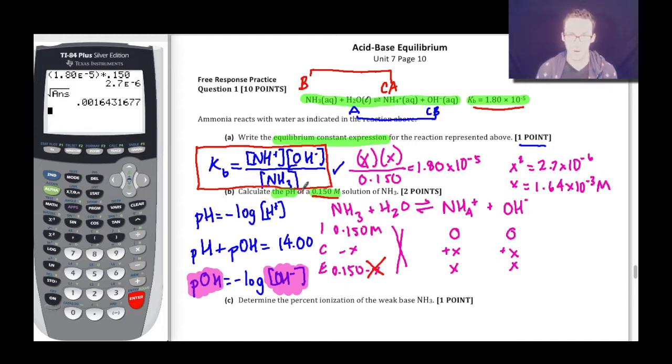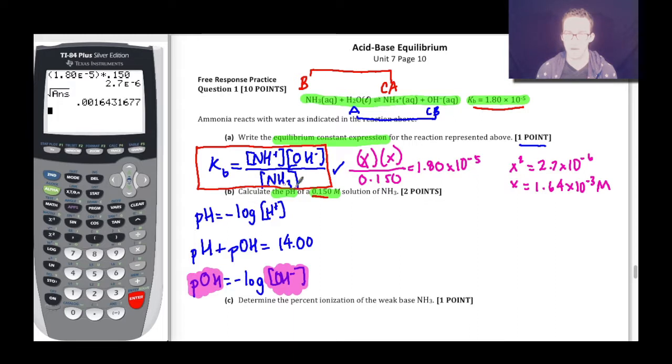Okay, now all of this work, and I haven't even solved for the pH of the solution yet. All I've done is determine what the hydroxide ion concentration is for this solution. And to figure out what the pOH is, pOH is equal to the negative log of the hydroxide ion concentration. And we just determined the hydroxide ion concentration to be 1.64 times 10 to the negative 3 molar.